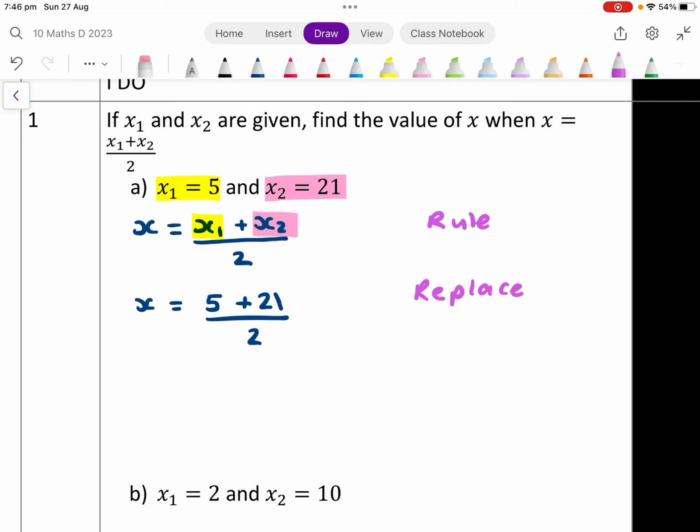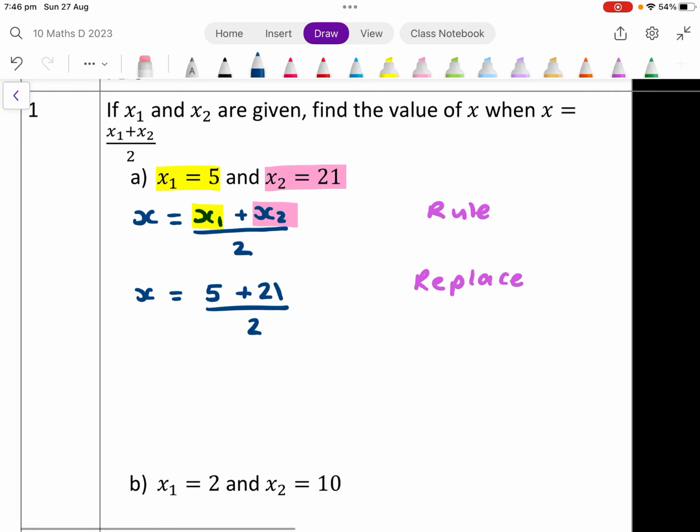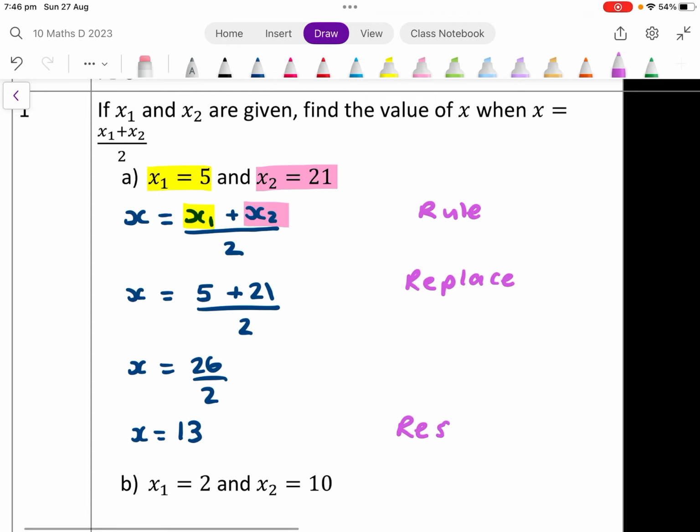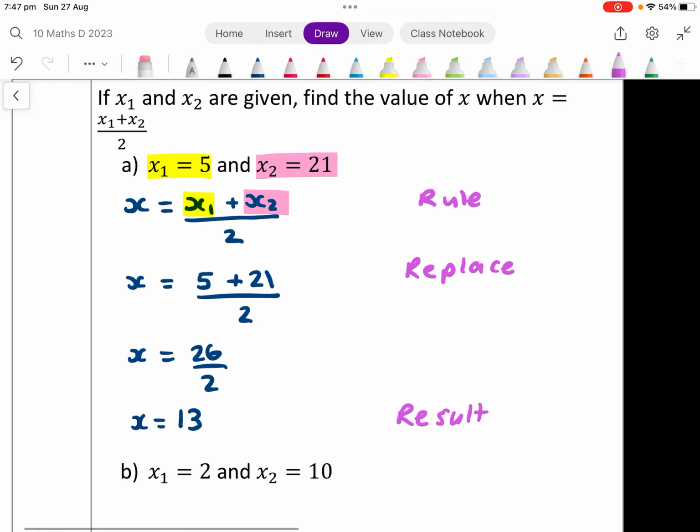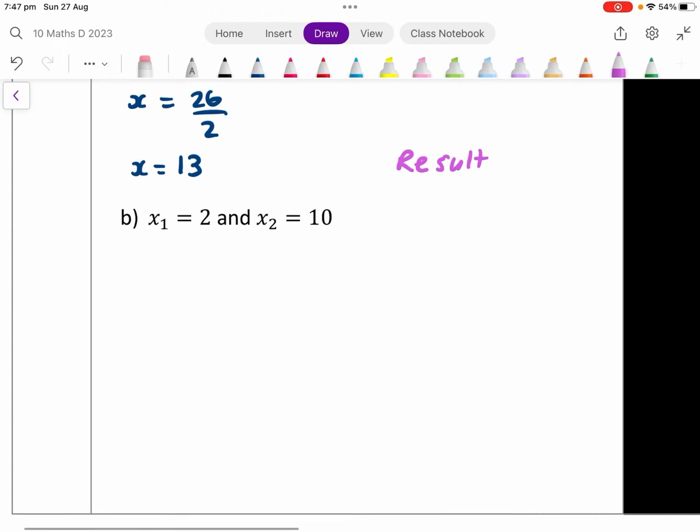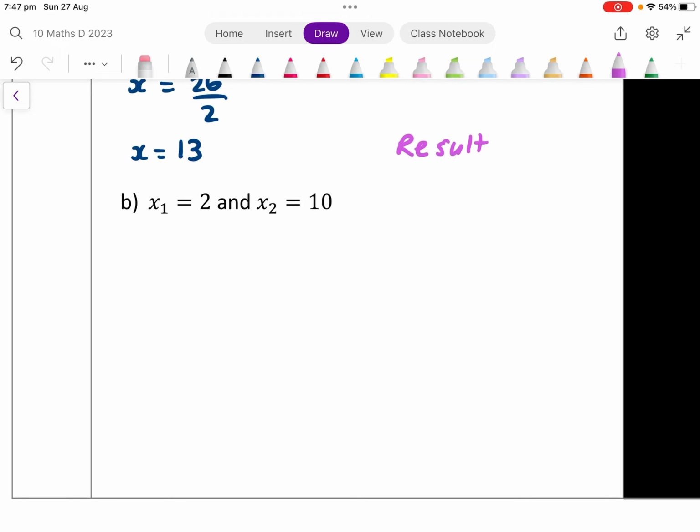Now what we're going to do is get our result. So we'll have that x equals 5 plus 21 is 26 divided by 2, and x then equals 13. And so then we get our result. So we do our rule, our replace, and our result. For our next one here, we have x1 equals 2 and x2 equals 10.